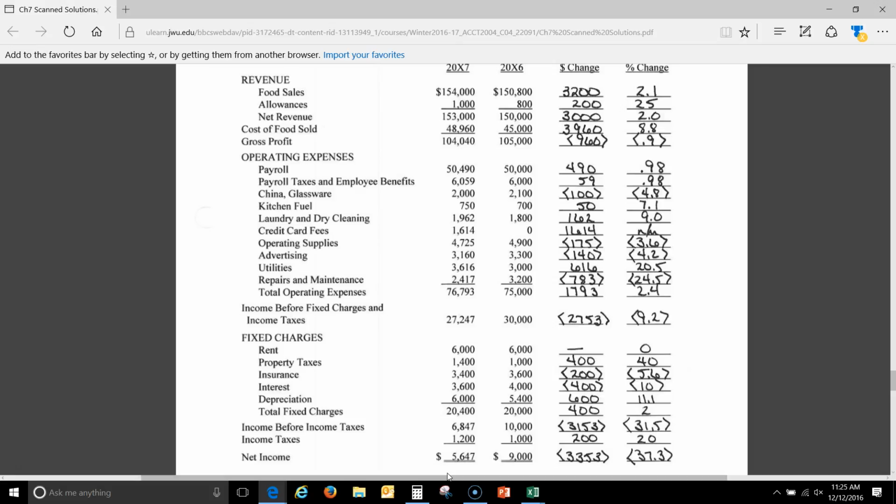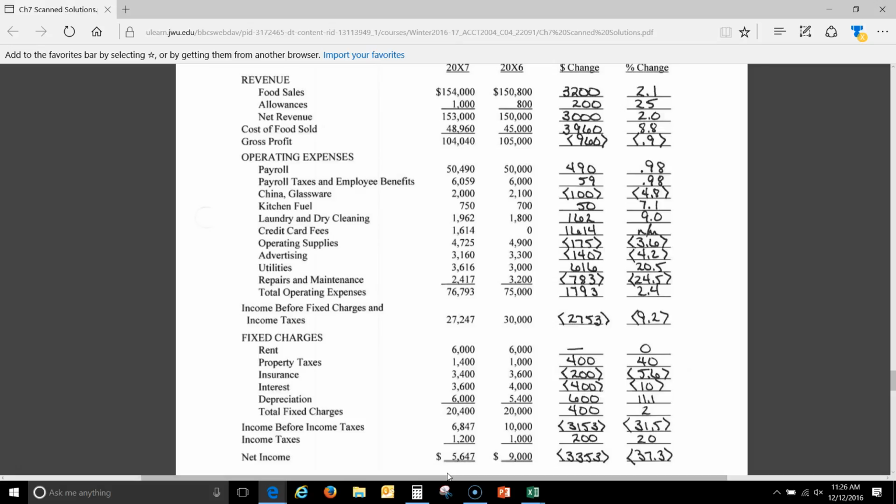Depreciation. This one went up pretty substantially, but understand that when we're talking about depreciation, it depends on what depreciation method we choose, and we're going to get into different depreciation methods in a later chapter. Other things to look at as well: we've got a 20% increase in income taxes with a 31% decrease in income before income taxes. So the taxable income went down, taxes went up. What the heck is that all about? We've definitely got some timing differences between taxable income and financial statement income.